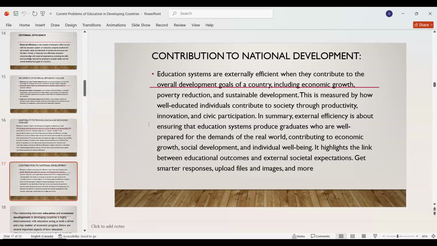So for individual well-being, it highlights the link between educational outcomes and external social expectations.